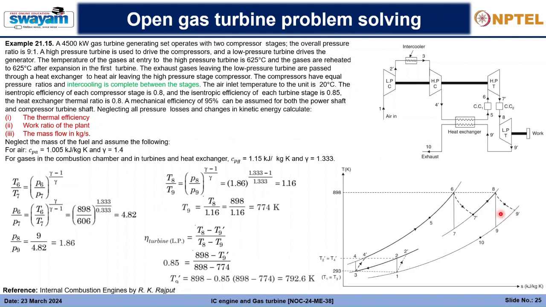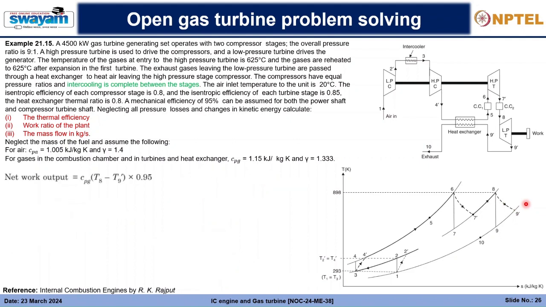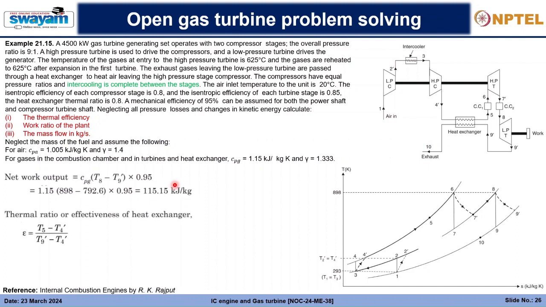So we now know this is the temperature of the exhaust from the low pressure turbine. Then the net work output will be simply the work derived from this turbine. So CPG into T8 minus T9 dash into 0.95. Why 0.95? Because that is the mechanical efficiency, and we'll get a value of 115.15 kilojoule per kg. Then the thermal ratio, the effectiveness of the heat exchanger, we use in order to find the value of T5 out here. And with the rest all known, we can solve for T5 and we'll get T5 to be 719.7 Kelvin.